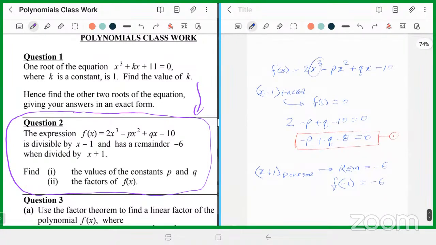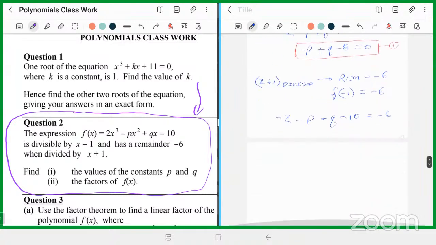So negative 1 cubed, times 2, is negative 2. The negative 1 here is going to become a positive 1, and the positive 1 times negative p gives me minus p. Then the negative 1 here gives me negative q. And then I get back the minus 10, and it's equal to negative 6.